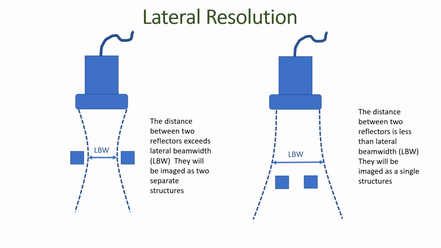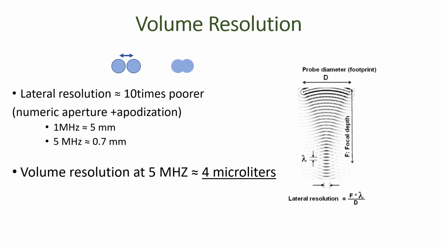Lateral resolution is an ability to differentiate between two reflectors positioned side by side. This resolution is mainly determined by the ultrasound transducer and the settings of the system. This resolution is the best in the narrowest area of the ultrasound beam, called focus. The axial resolution is always better than lateral resolution.